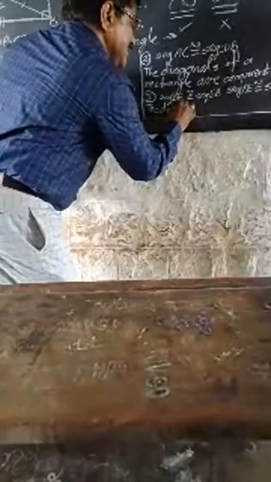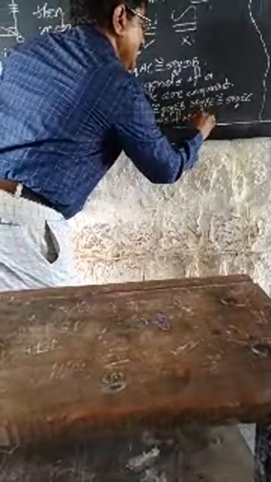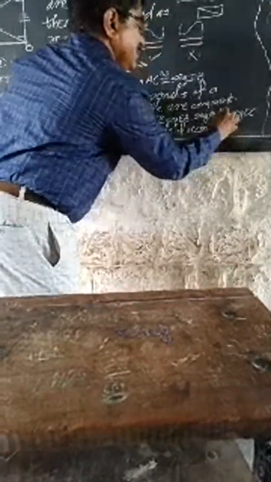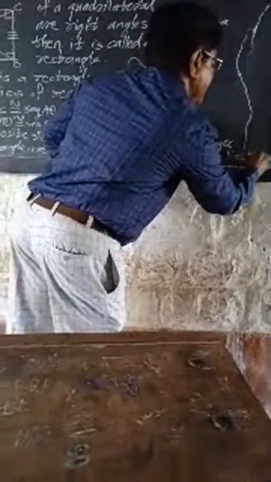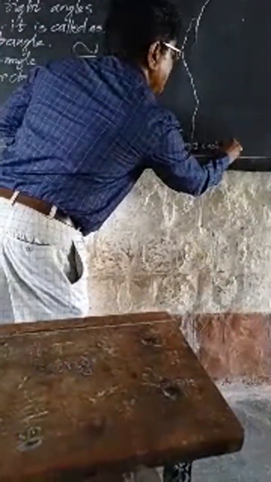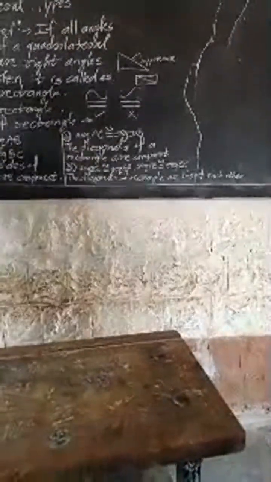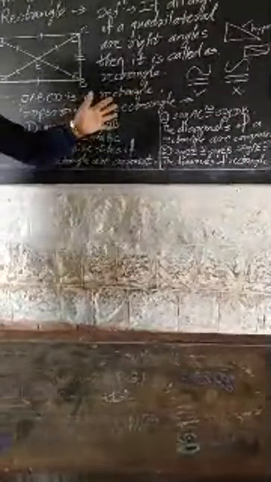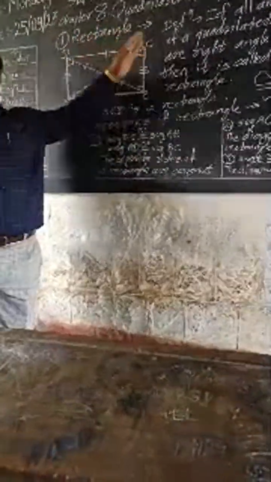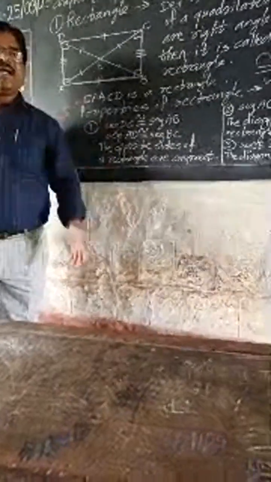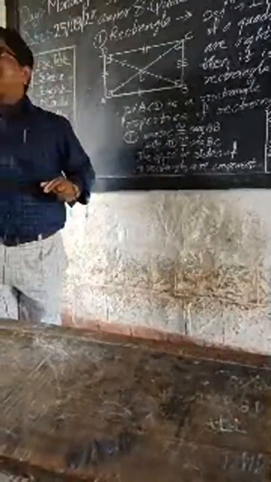The diagonals of a rectangle bisect each other. These are the different properties. We get three properties and the definition of rectangle. Can you understand? Is there any difficulty? Write down.